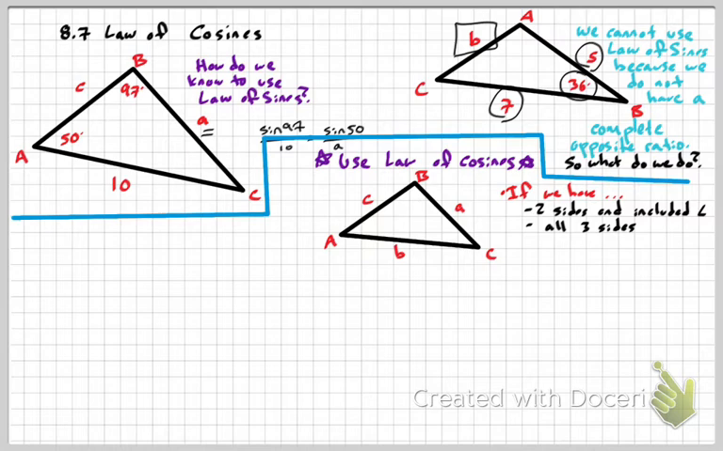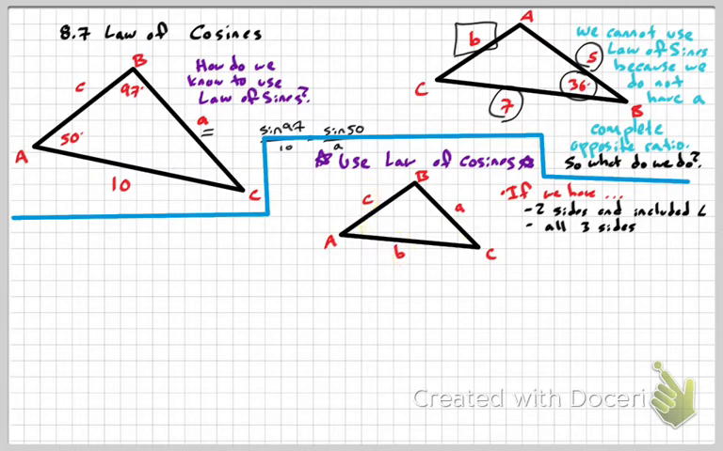Let's say that I know angle A and I know side B and side C. Notice I'm talking about two sides and an included angle, the angle between the two sides. We should all know that term included by now. It's the angle between the two sides we know. So what I'm going to be solving for is side A.